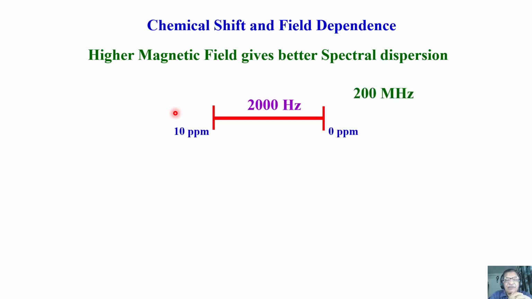Let us say I take a proton spectrum at 200 megahertz, a proton spectrum of some molecule. Let us say I have recorded from 0 to 10 ppm. What did we understand so far? Expressed in ppm, this is 200 megahertz. You have to multiply the ppm value by the resonating frequency, that is 200 megahertz. Don't consider the unit megahertz, just multiply by 200. 10 ppm into 200 is 2000.